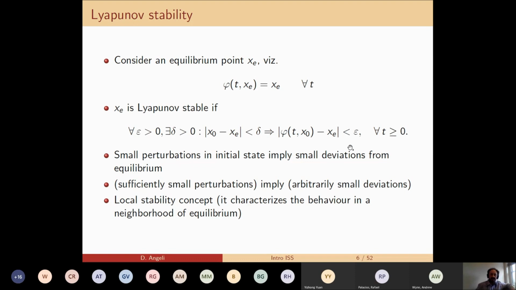So what this is essentially saying is that small perturbations in initial state imply small deviations from the equilibrium for non-negative times. And in particular, these quantifiers effectively tell us that sufficiently small perturbations, so there exists a delta, imply arbitrarily small deviations. So we are able to pick this small enough so that we can make the deviation arbitrarily small. So this is a local stability concept and characterizes the behavior of the system somehow in a neighborhood of the equilibrium.